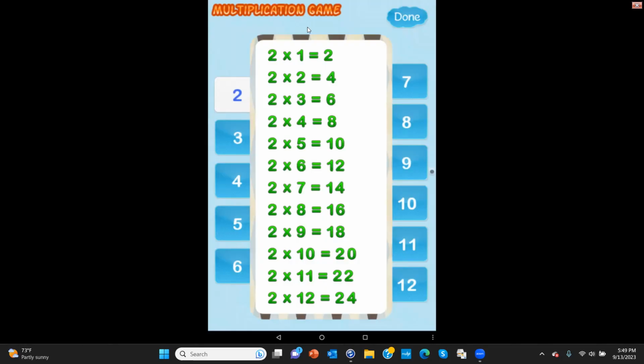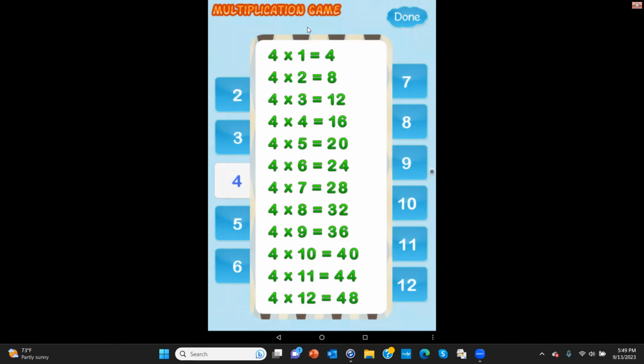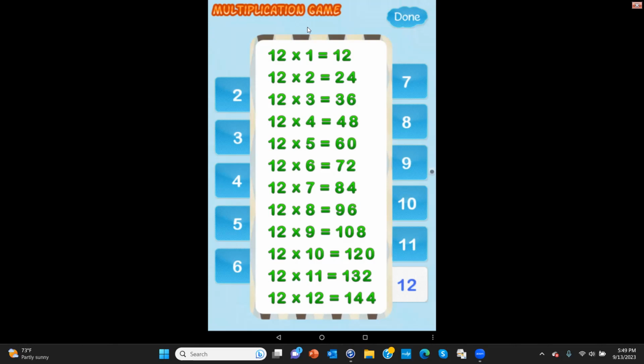Yes, sir. And then you have your times tables here. So where you get to learn the timetables. So we were doing the 2 times tables, right? Yes, sir. You can click on 3, click on 4, click on 12.